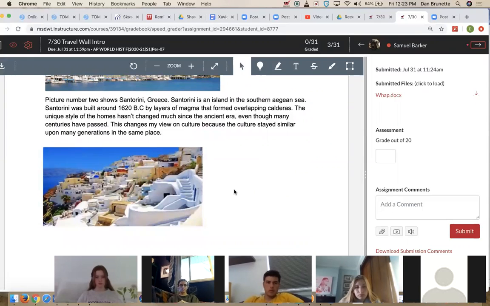The second picture is Santorini, Greece. The building style has not really changed, and it showed me that culture can stay similar over many generations.